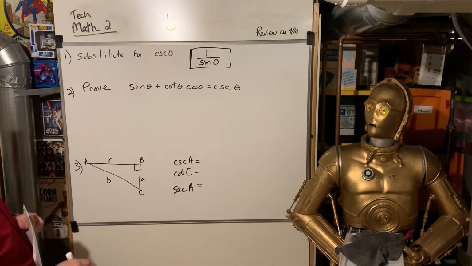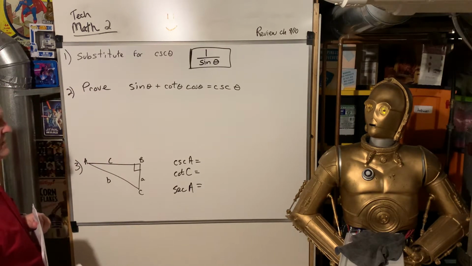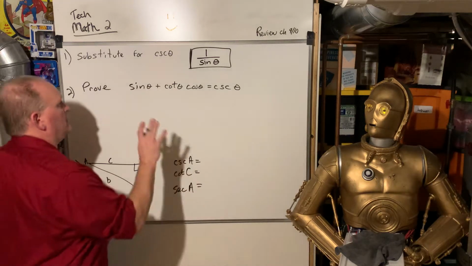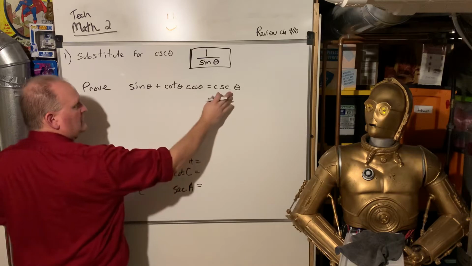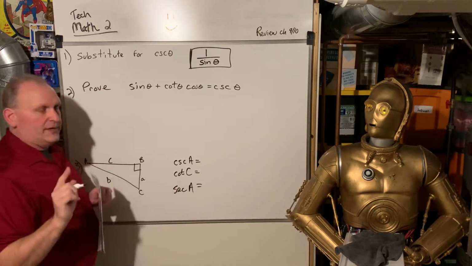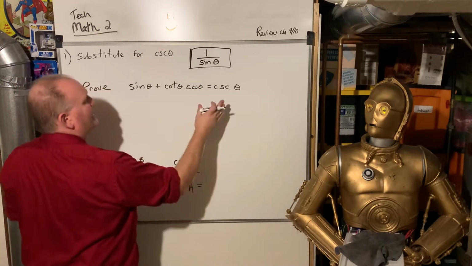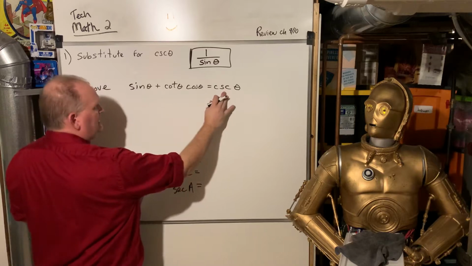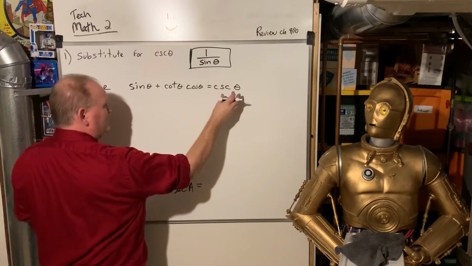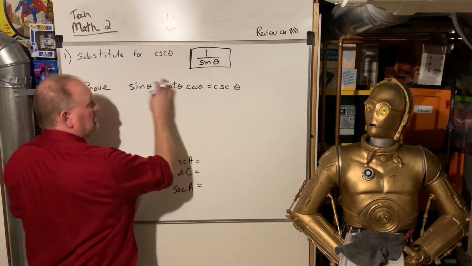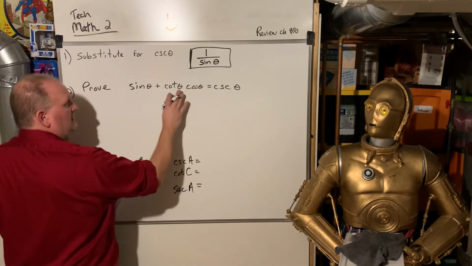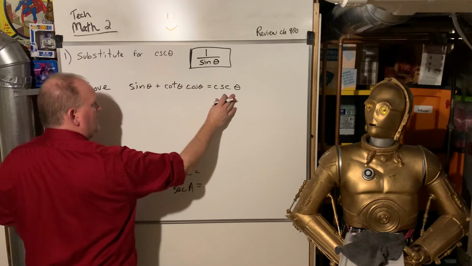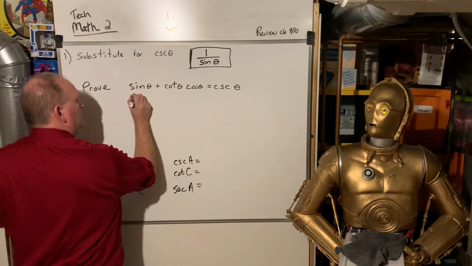Prove that the sine plus the cotangent cosine is equal to cosecant. Whenever you're doing a proof, you pick one side and work on that side to make it look like the other side. It's very important that you pick the harder of the two sides. Don't pick the easy side. It's really difficult to make the easy side look like the hard side. It is much easier to pick this and make it look like that, believe it or not. So let's take a look.